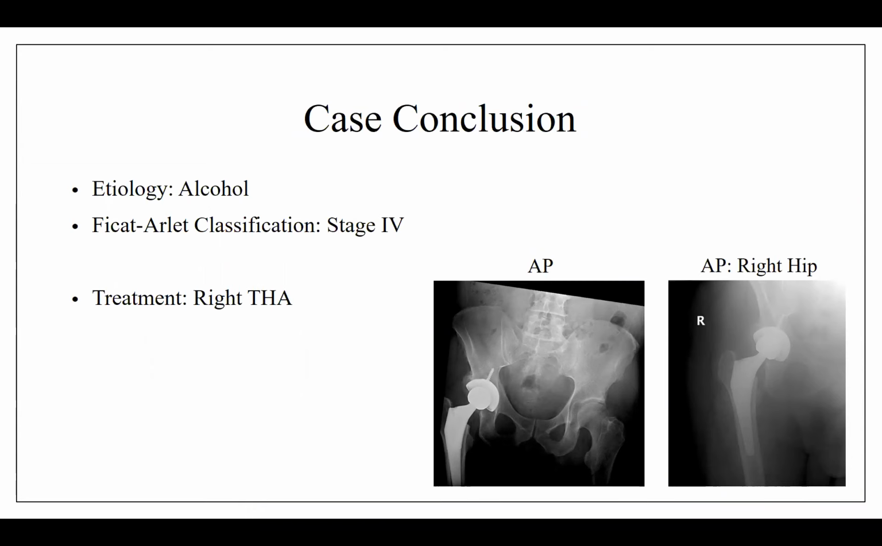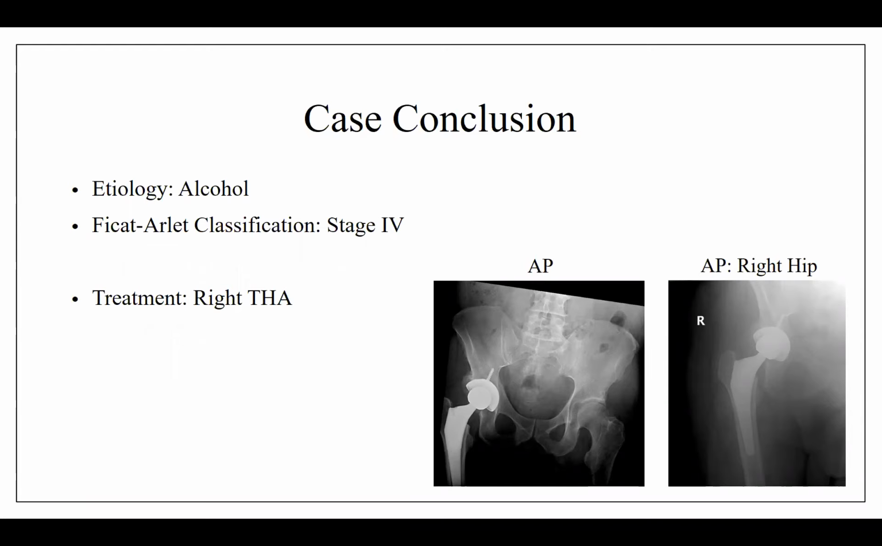His most common etiology for ABN was alcohol. He had no corticosteroid use, no smoking, no hip fractures, and no prior hip surgeries. He was a stage 4 on the classification system since he had the crescent sign that was present. He had a mild narrowing of the joint space, and he had some acetabular changes that were also present. So ultimately, this patient ended up getting a right total hip arthroplasty, and these are his post-op images seen on the right.